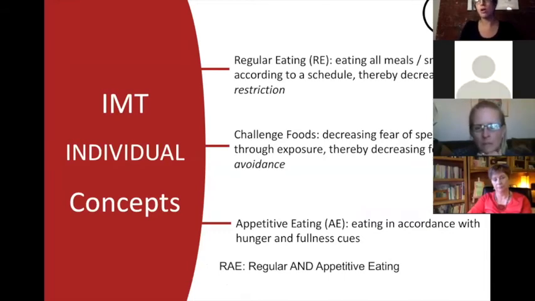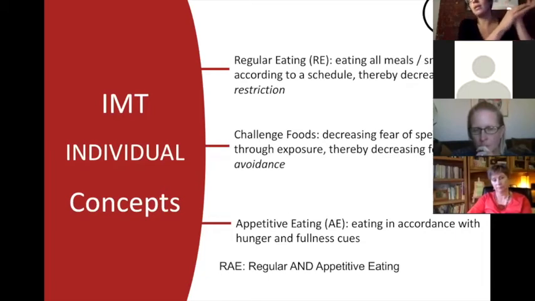And then challenge foods are introduced, in a very Joanna Steinglass kind of way, where a hierarchy of challenging foods is created and worked through in treatment. This decreases fear of specific foods and thereby the behavior of food avoidance, so avoiding specific kinds of foods, fats, pizza, sugars, ice cream, that kind of thing. And then we introduce appetitive eating, so eating according to hunger and fullness cues, so we call that RAE.